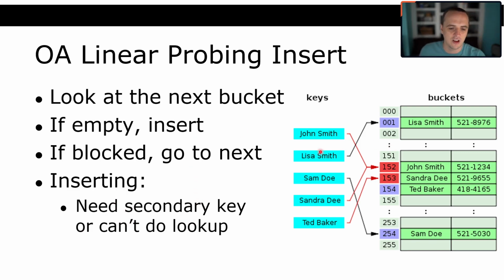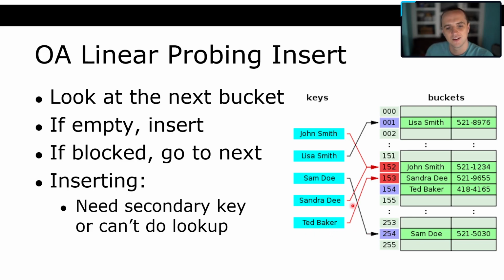And okay, so here's how we insert here. We're going to insert John Smith. John Smith goes to 152, right? That's pretty easy. We insert Lisa Smith. Lisa Smith goes to 1. We insert Sam Doe down here. Okay, no collisions yet. Then we insert Sandra D. Okay, so Sandra D hashed to the same value as John Smith did. So what's going to happen with Sandra D is we're going to go 1 forward because it's linear probing. So we linearly go forward by 1. And now we store Sandra's information in 153 instead of 152.